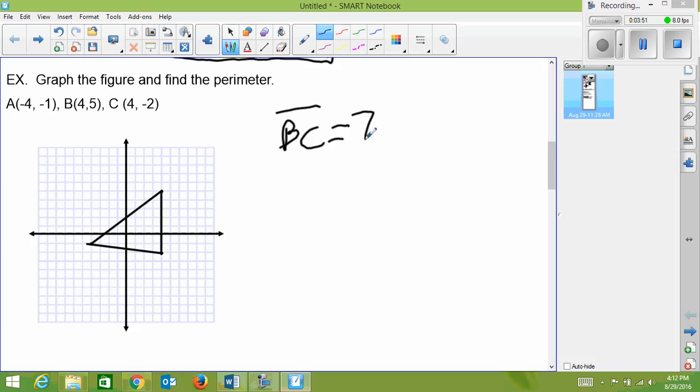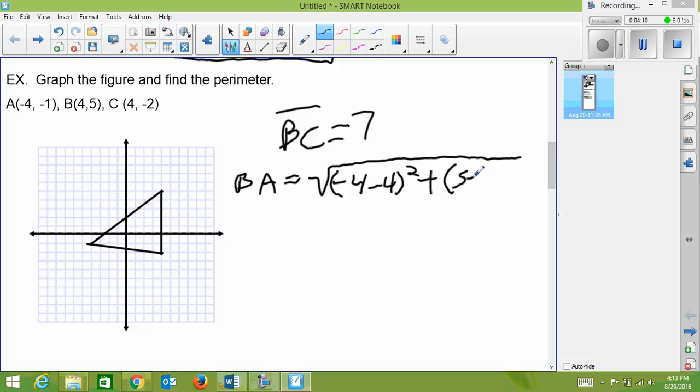To find B to A, that is not a straight line, so I'm going to have to use the formula for distance. So we're going to use the square roots. -4 minus 4 squared plus 5 minus a minus 1 squared. Where did I get these from? From these points. So if I'm doing B to A, I did -4 minus my other 4, and I did 5 minus 1, my two y's.